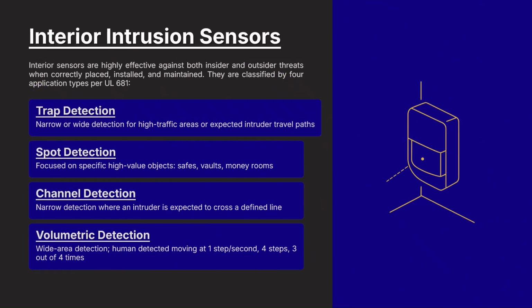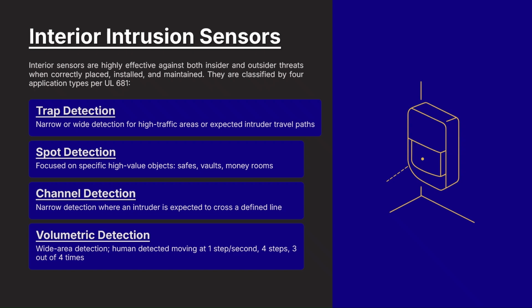Interior intrusion sensors are designed to detect unauthorized movement within protected spaces. Trap detection focuses on high-risk entry points where intruders are likely to pass. Spot detection protects specific high-value assets like safes or sensitive equipment. Channel detection monitors defined pathways such as corridors. Volumetric detection covers larger areas, identifying movement within a space.